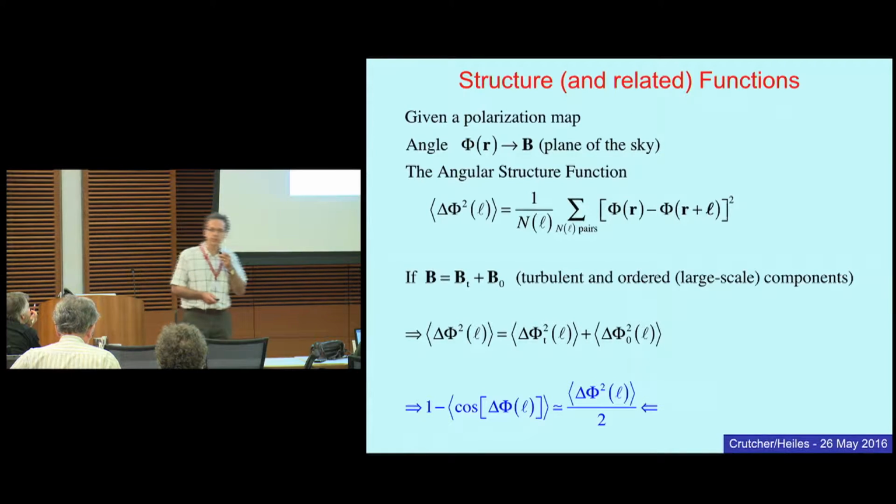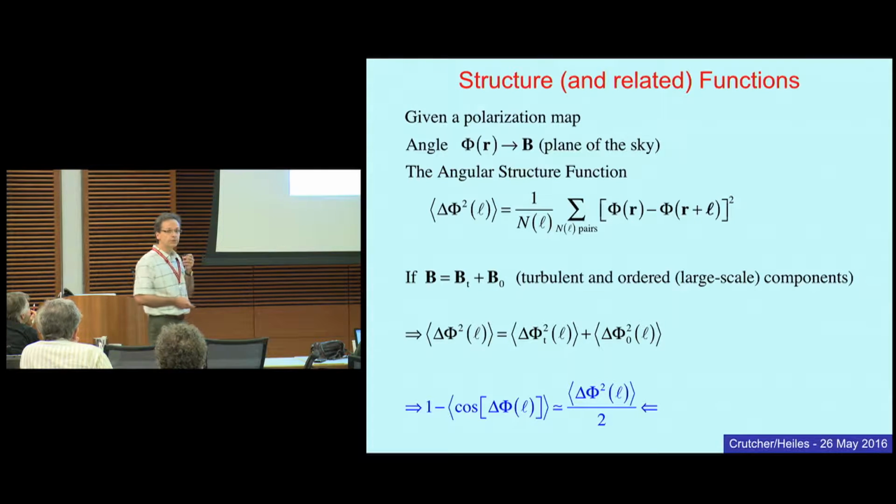So this all rests on structure functions or related functions. I'm not going to spend much time on this as it's been mentioned several times. What it consists of is basically taking a polarization map, looking at differences in orientation between polarization angles for different lags, and then calculating the structure function. You also assume that the magnetic field is composed of a turbulent and a regular, or ordered, or large-scale magnetic field, and that these two evolve on separate scales. And then when you look at the structure function, it also breaks down into those two components.